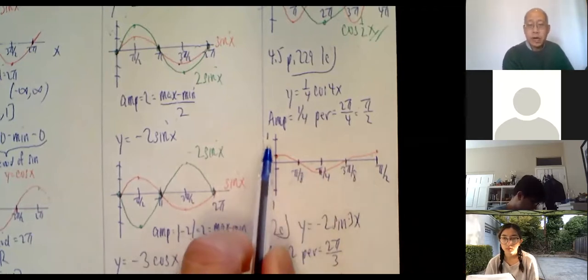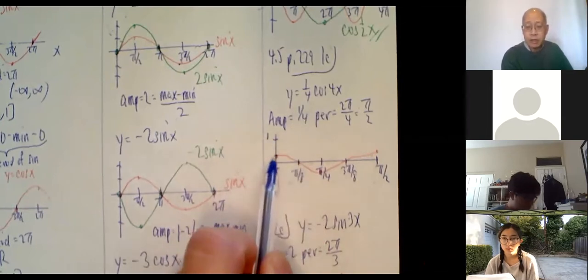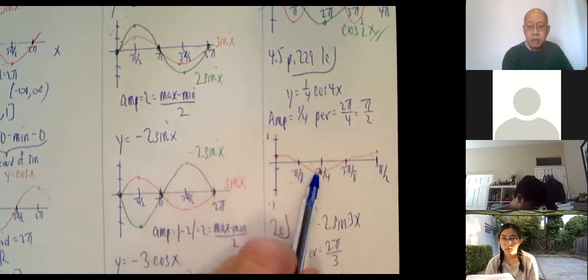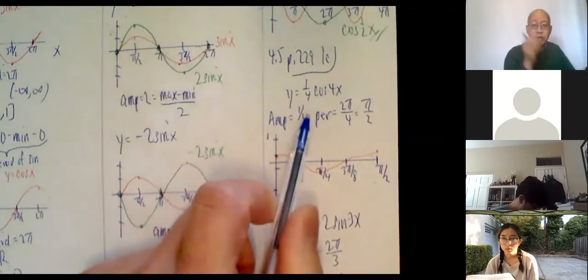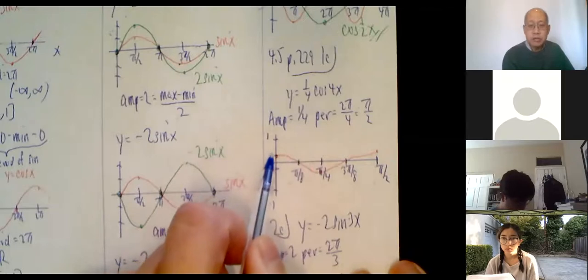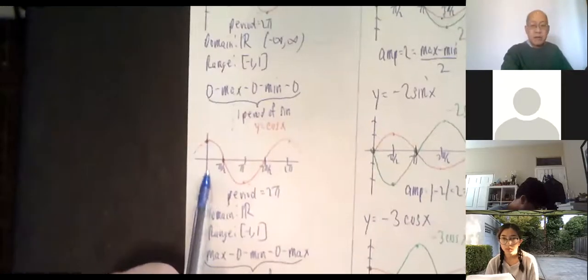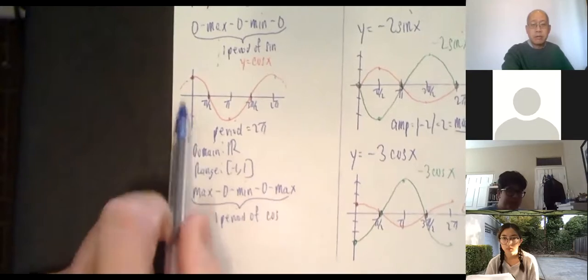Instead of going up to 1 and -1, it's only going to go up to 1/4 and -1/4. So here we go. Maximum, 0, minimum, 0, maximum. So that's a graph of 1/4 cosine 4x. It still has the same cosine shape, the same basic shape as this. It's going to be maximum, 0, minimum, 0, maximum for cosine.